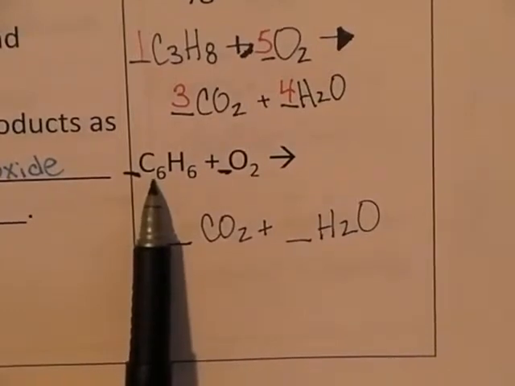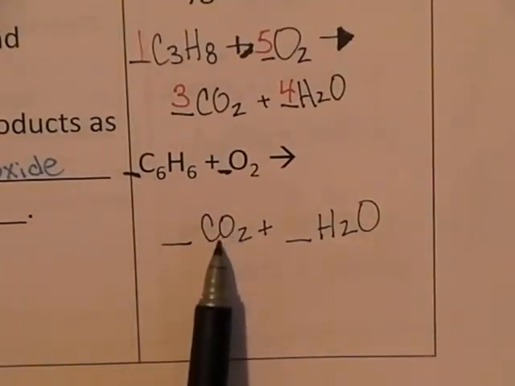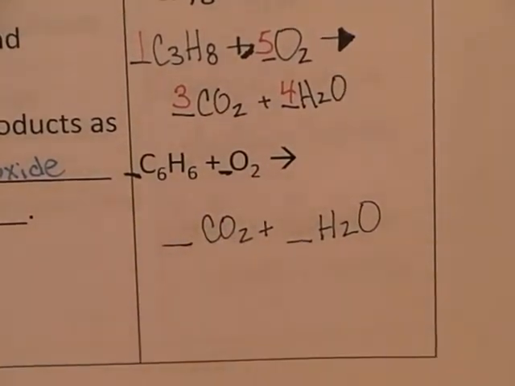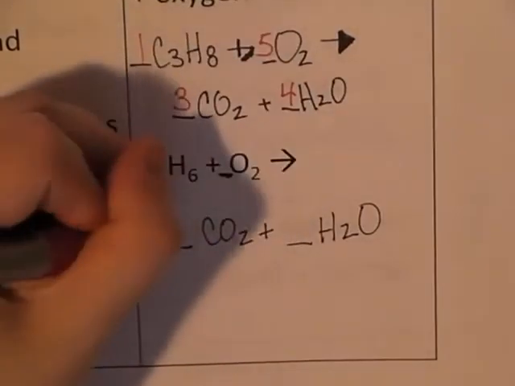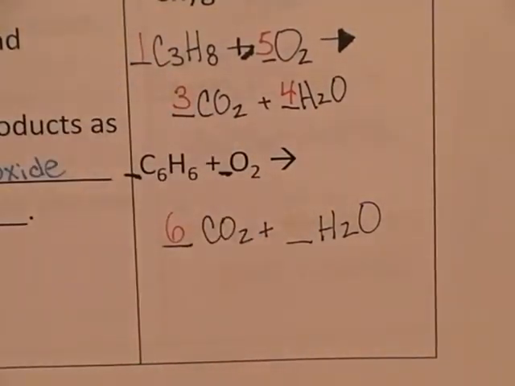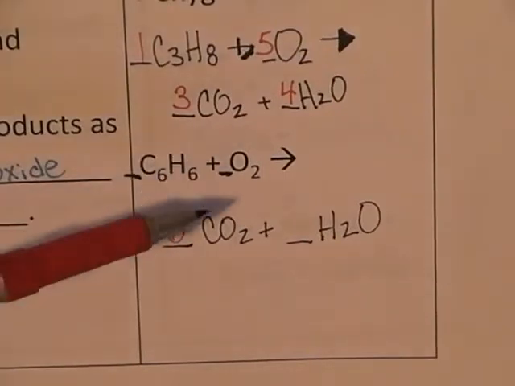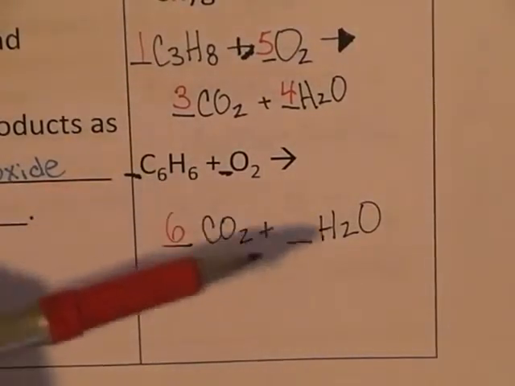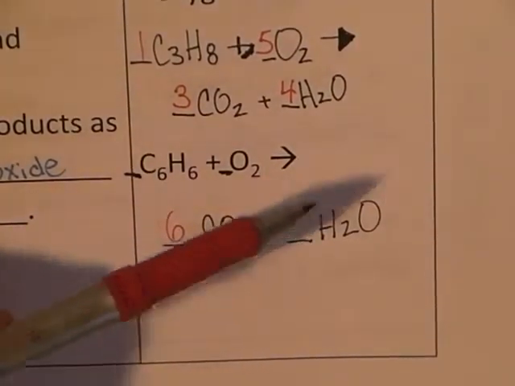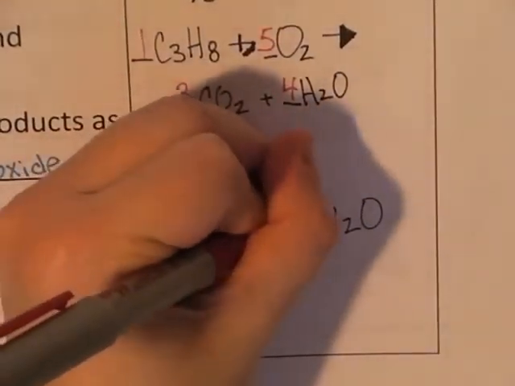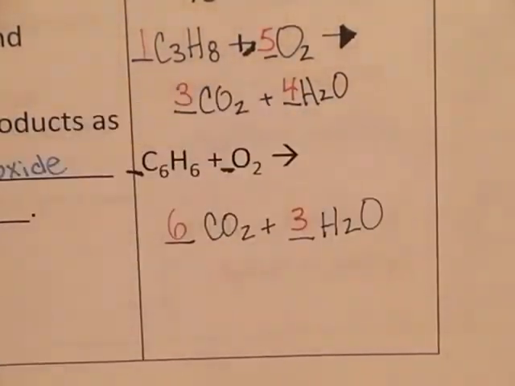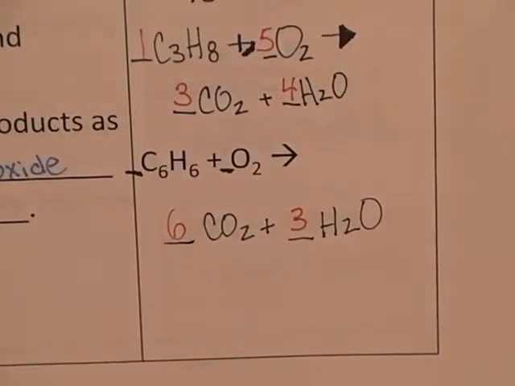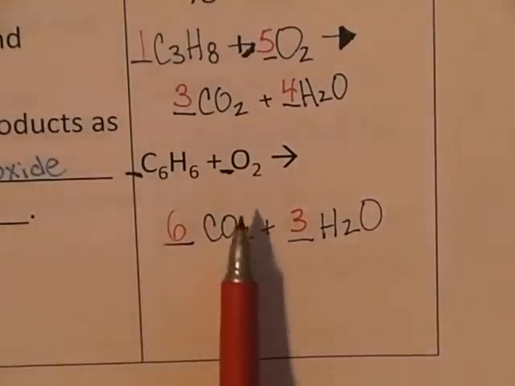How many got carbon? 6. How many here? 1. So what do I put there? A 6. Hydrogen. How many here? 6. So here I'm going to put a 3. Maybe some of you who are looking into the future see a problem, right? If not, it's okay. We'll find it together.